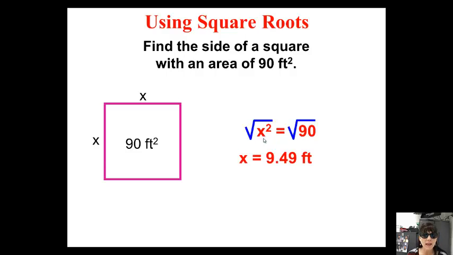Some of you may be asking, isn't it positive or negative 9.49 feet? Not in this case. You cannot get a negative distance. So it's always going to be positive when you're talking distance. Let's try one more problem.